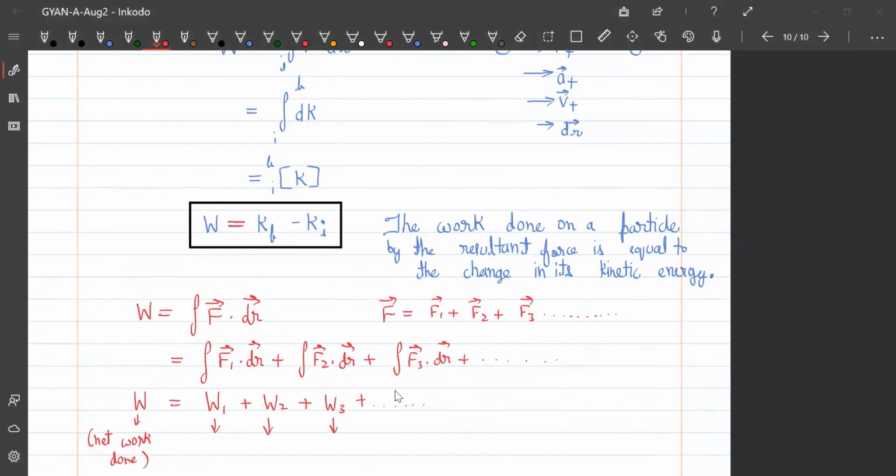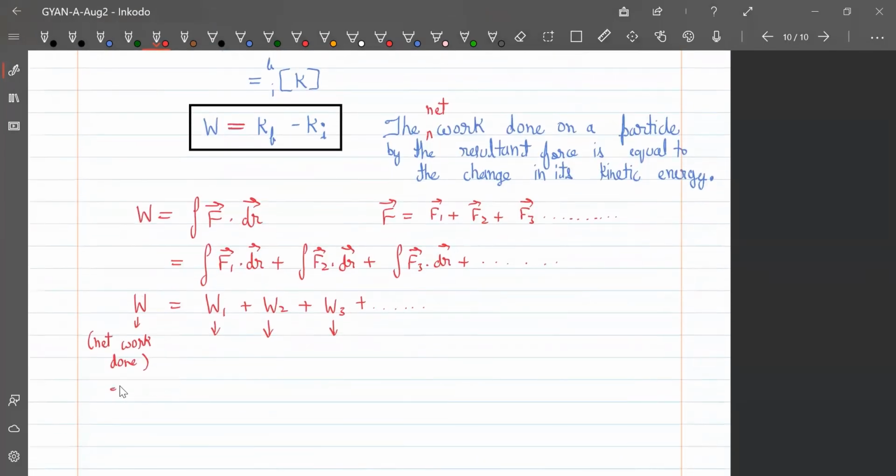The sum of work done by all the forces acting on the particle is equal to change in kinetic energy. Okay, this net work done, that is the sum of all the work done, gives you the change in kinetic energy. Write it again: the sum of all work done, on a particle or on a system, is equal to change in its kinetic energy.